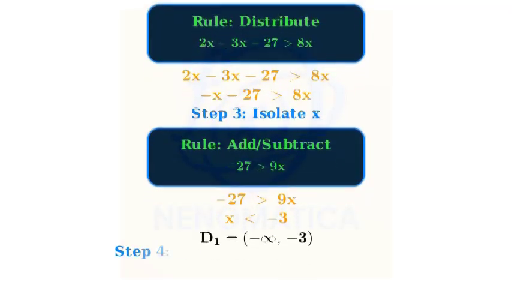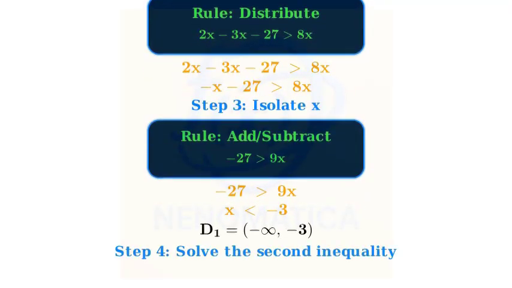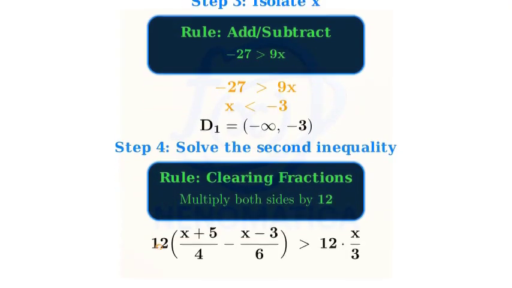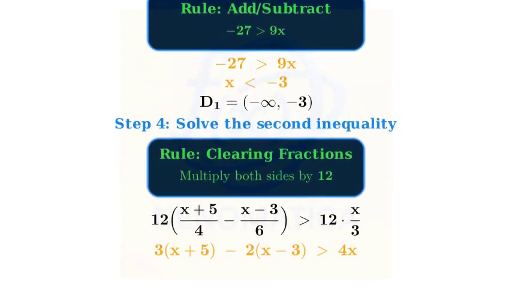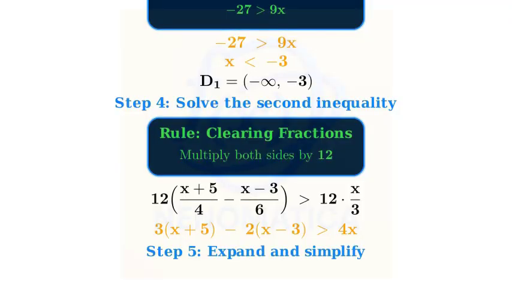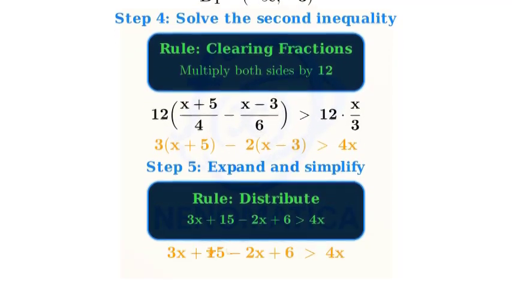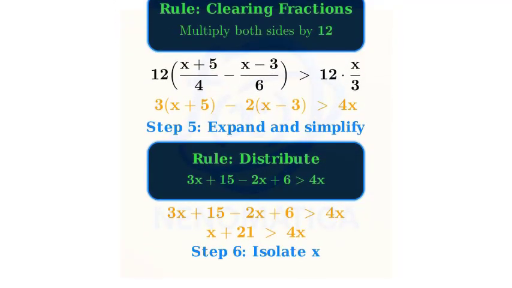Step 4. Solve the second inequality. Again, we clear fractions by multiplying both sides by 12. Then we simplify. Step 5. Expand and simplify by distributing and combining like terms. Step 6. Isolate x to complete the second branch.